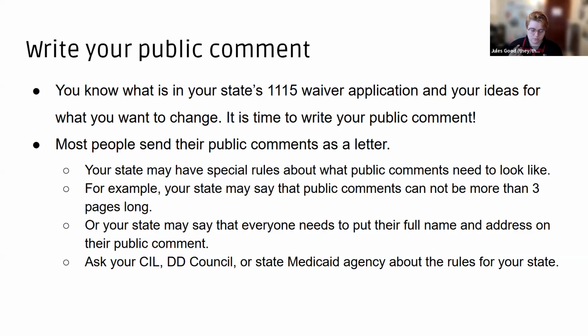Most people send their public comments as a letter. But your state might have special rules about what public comments need to look like. They might say it can't be more than 3 pages long. Your state might say everybody has to put their full name and address on their public comment. It's important to follow those rules because if you don't, a state might just not read your public comment, which would be a bummer because you spent all this time researching and writing it. You can also ask your SIL, DD Council, or state Medicaid agency about the rules for your state for submitting public comments.